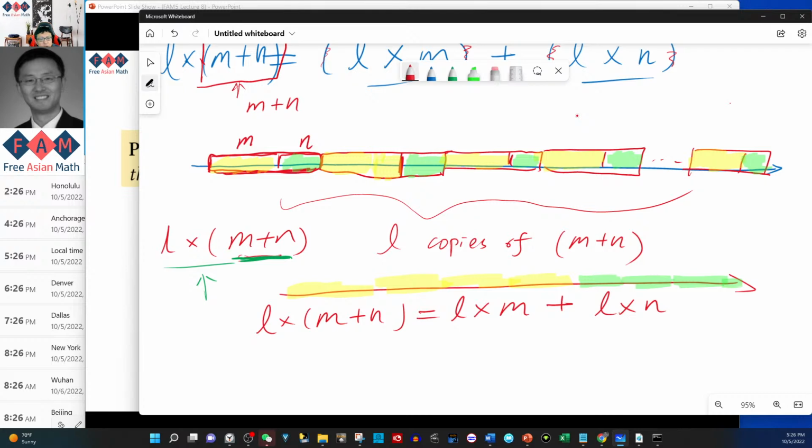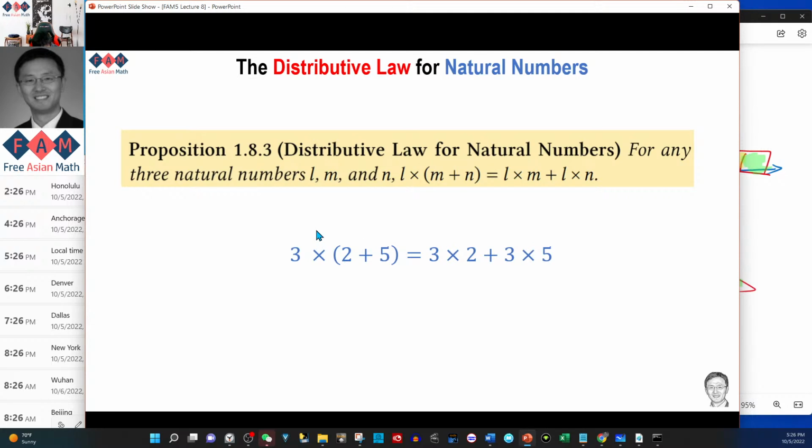And this is the all-important distributive law, which connects both addition and multiplication together. So it is very important to recognize that this is not a law for either addition or multiplication alone, but a law for both operations working together. Okay, this is super important. All right, so with this now, for example, 3 times (2 plus 5) equals 3 times 2 plus 3 times 5.